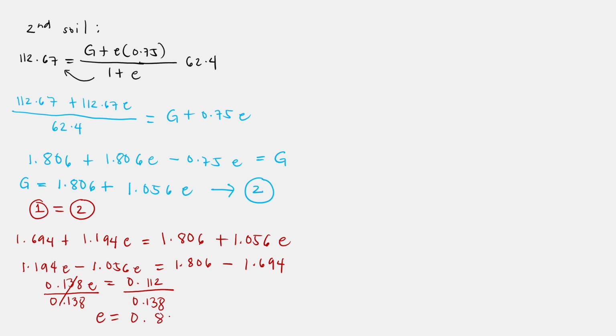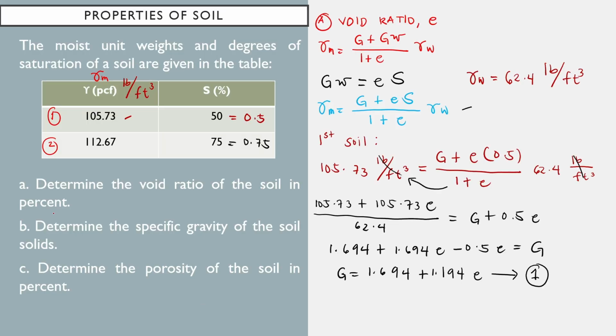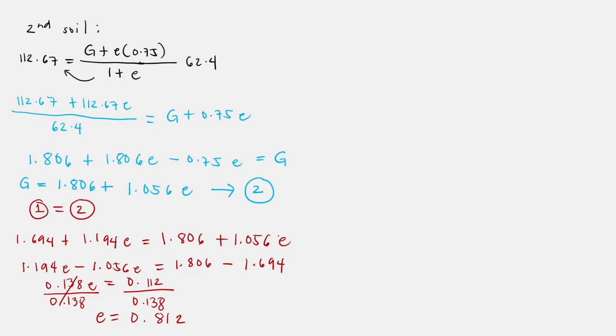Ayan. So, 0.812. Tapos, yung required percent. So, percent, lipat natin, that is 81.2%. Yung void ratio natin is 81.2%. Ayan. So, yan yung sagot natin for letter A. Yan yung void ratio ng soil natin. Ayan. So, letter B.